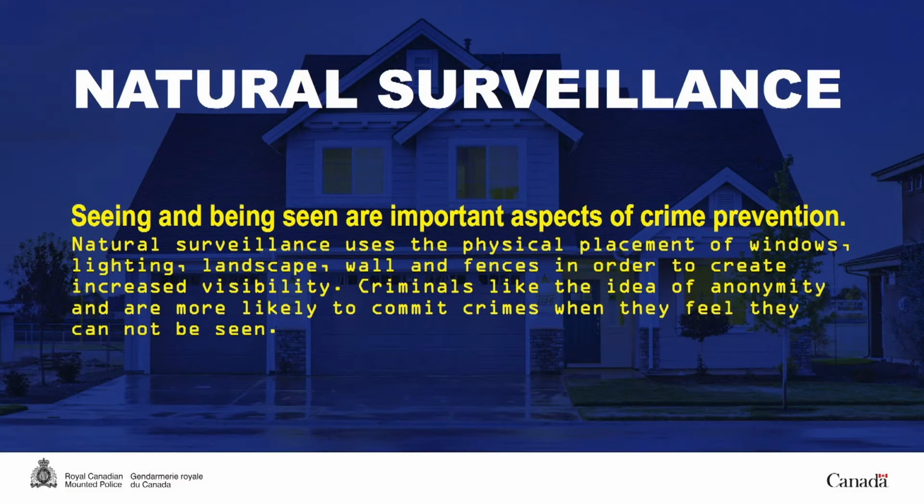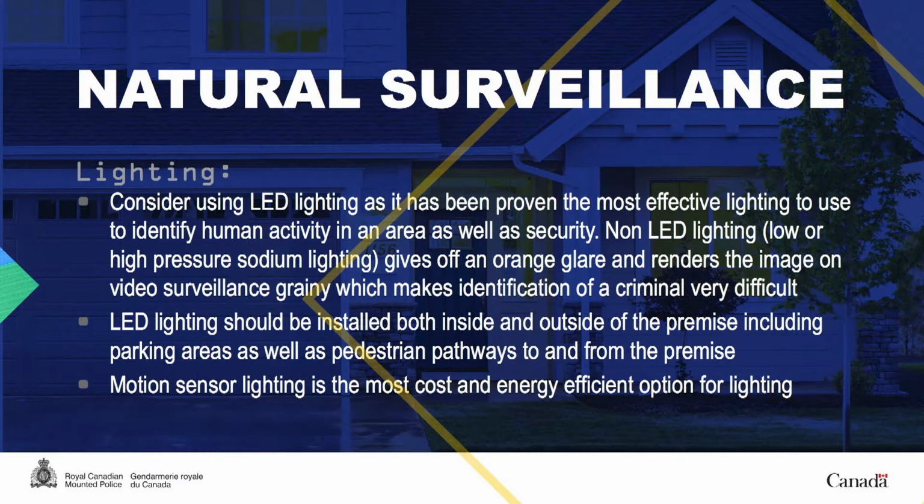Natural surveillance. Seeing and being seen are important aspects of crime prevention. Natural surveillance uses the physical placement of windows, lighting, landscape, walls, and fences in order to create increased visibility. Criminals like the idea of working in anonymity and are more likely to commit crimes when they feel they cannot be seen. One of the major components of natural surveillance is lighting. Consider using LED lighting, as it has been proven the most effective lighting to use to identify human activity in an area, as well as security.